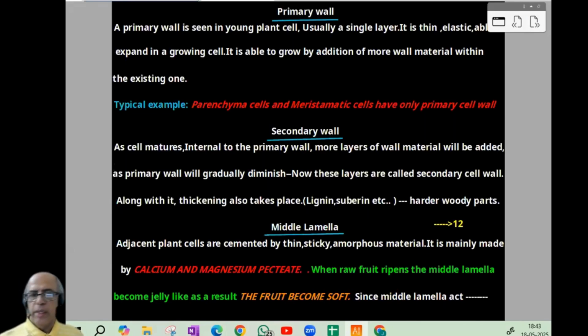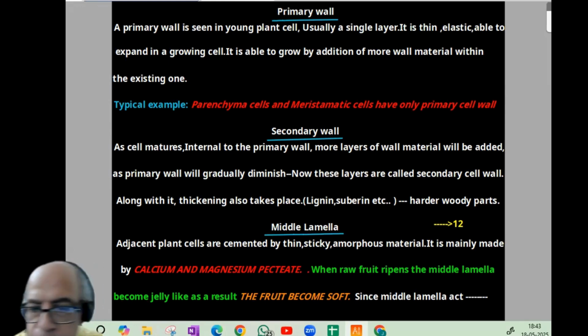Then next is the primary wall. In a young plant cell we can find a single layer, elastic and thin, which is gradually able to expand while growing, by addition of more wall materials within the existing one. Typical examples: parenchyma cells and meristematic cells have only a primary cell wall. Then the secondary wall. As the cell matures, internal to the primary wall, more layers of wall material are added. The primary wall will be gradually diminished. A typical example is deposition of chemicals like lignin and suberin in harder, woody parts.